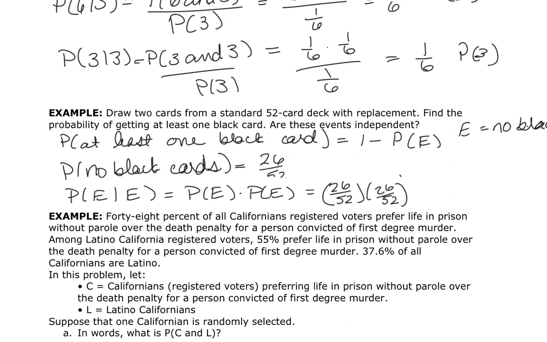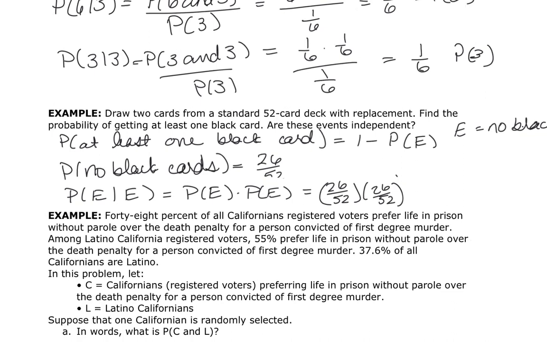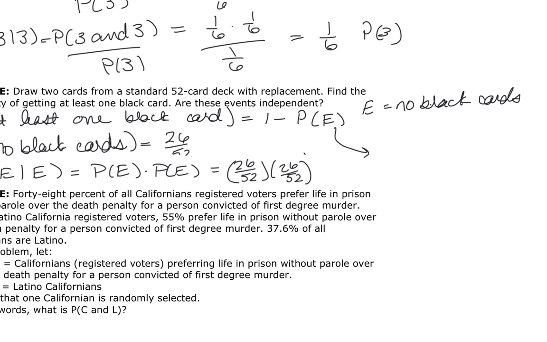Now, that's not what I want. I want at least 1 black card. So this is what I want to do. I'm going to do 1 minus that 26 out of 52 multiplied by that 26 out of 52. And so the answer that I really want then is 1 minus 0.25, because 26 out of 52 is 0.5. So 0.5 twice is 0.25. And so we have a 75% chance, or the probability is 0.75.